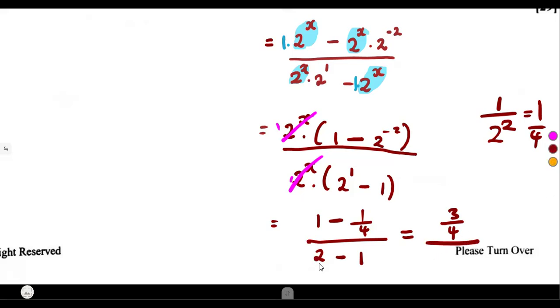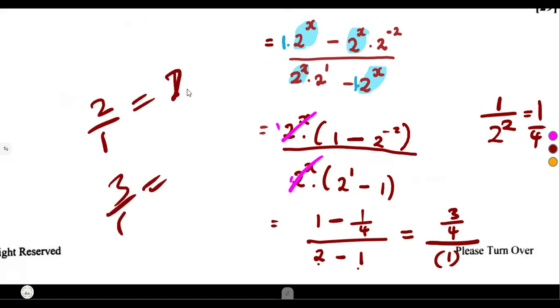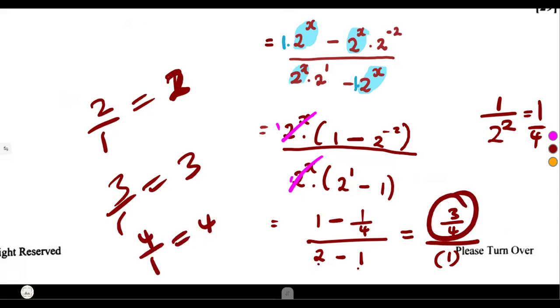There is 2 minus 1. And 2 minus 1 is what? Is 1. Guys, dividing by 1. 2 over 1 is what? Sorry, this one is 2. 2 over 1 is 2. 3 over 1 is what? It's 3. If it is 4 over 1, it's going to give you a 4. So what about this 3 over 4 divided by this one? So it's just going to remain as what?